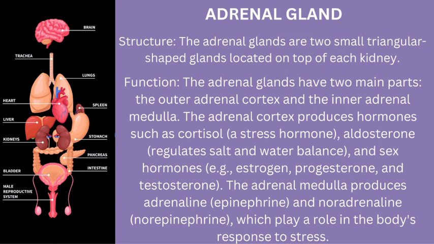The adrenal cortex produces hormones such as cortisol, a stress hormone, aldosterone, which regulates salt and water balance, and sex hormones, for example estrogen, progesterone, and testosterone. The adrenal medulla produces adrenaline (epinephrine) and noradrenaline (norepinephrine), which play a role in the body's response to stress.